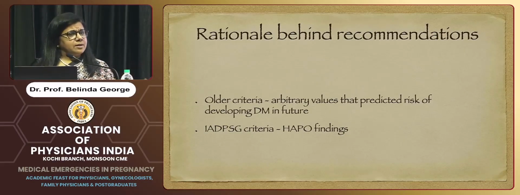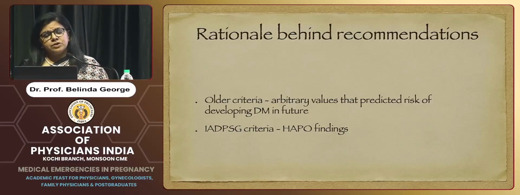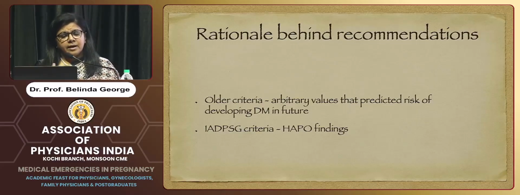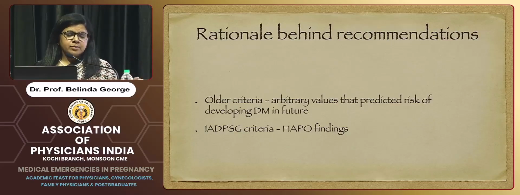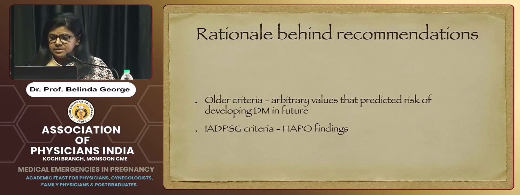If you look at all other criteria, whether it's the old WHO criteria or DIPSI criteria, the majority of them came from old data which looked at the prediction of this particular patient developing type 2 diabetes in the future. Which is why the IADPSG criteria, which is based on HAPO findings, is a little different, because that has looked at the perinatal outcomes. So if you are treating the patient for 9 months during pregnancy and your target is to prevent perinatal morbidity and mortality, then this is the best data that we have.